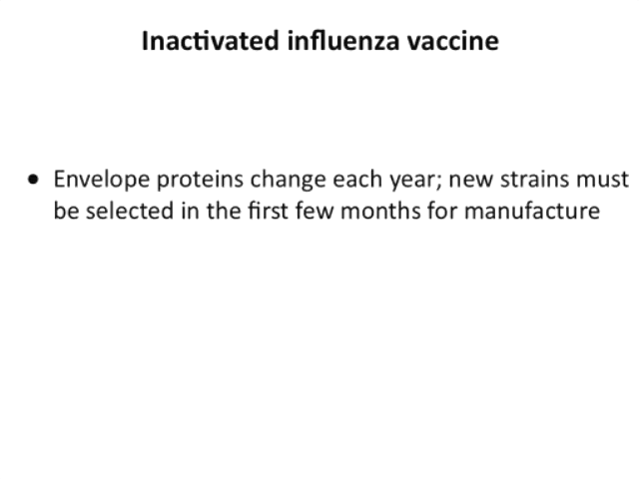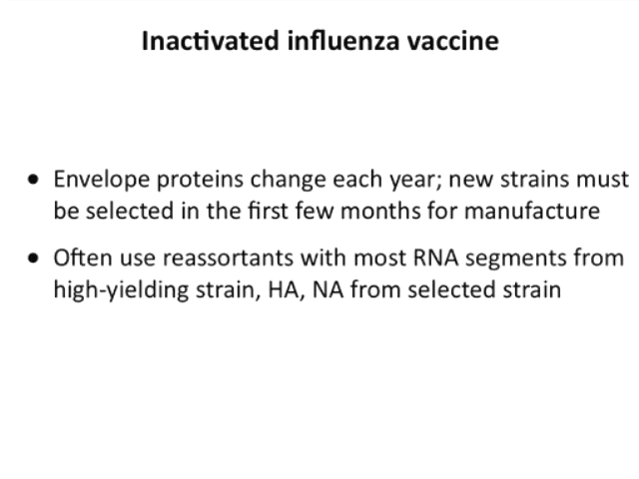Now, the proteins of the virus change each year. It's called antigenic drift. And so we need to make new strains every few years, every year or two, to accommodate this. You have to make a new vaccine. And that's unusual, and it causes a lot of problems, as you can guess.